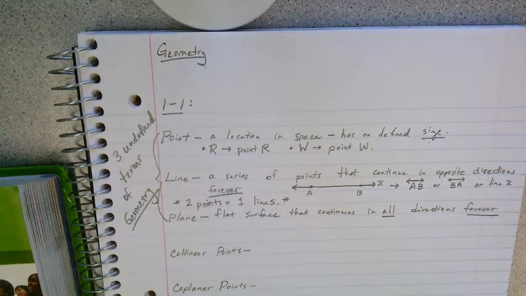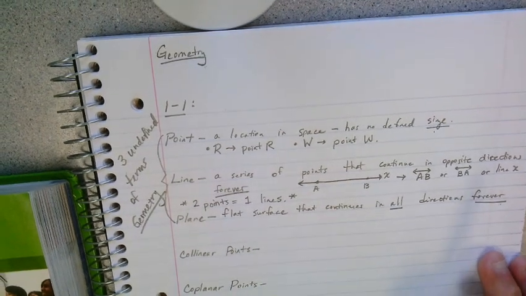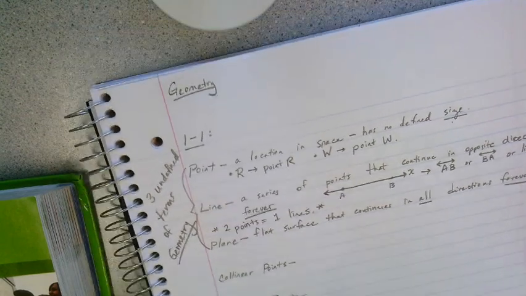Almost everything we do in geometry is definable, otherwise it's not usable. But again, because they have these special characteristics, they're not measurable, we call them the three undefined terms of geometry. Sounds like a possible bonus question.